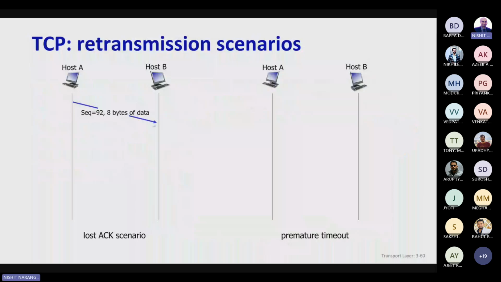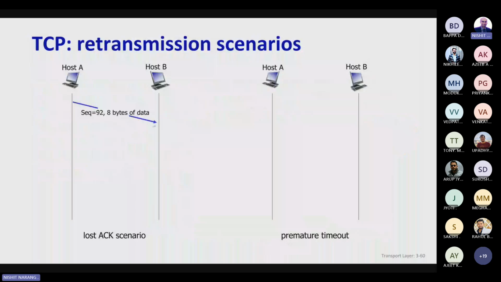Okay, let's look at these diagrams. Maybe this will help you understand. It will firm up the understanding. So host A sends 8 bytes of data to host B. So it sends sequence number 72. Yeah, Priyank, let's look at these examples. This will help you understand how sequence numbers and ACKs are read.